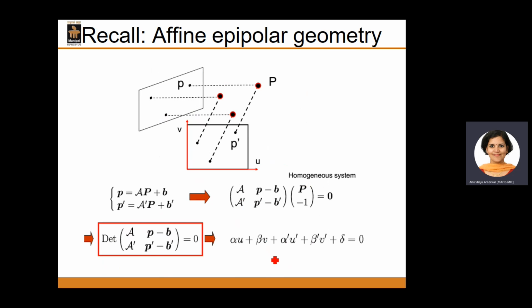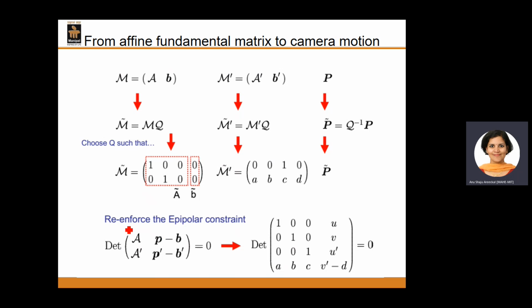Okay, so as we know, the epipolar constraint equations can be written in the matrix form, and in order to get a non-trivial solution, I write the determinant of that matrix equal to 0, and from there I get this equation, right? This is something which you have already seen earlier. Now, when I reinforce the epipolar constraint, I can write determinant of A P minus B and A dash P dash minus B dash is equal to 0. By transforming the camera matrices into the canonical affine form, I have found an expression for A, B, A dash and B dash, right? So this is going to be my A, this is going to be my B, this much is going to be my A dash, and this is going to be my B dash, right?